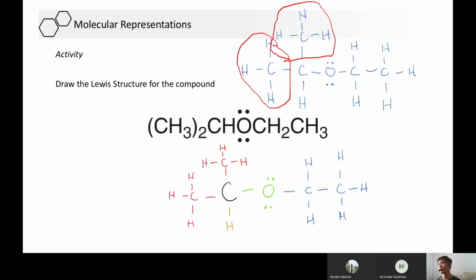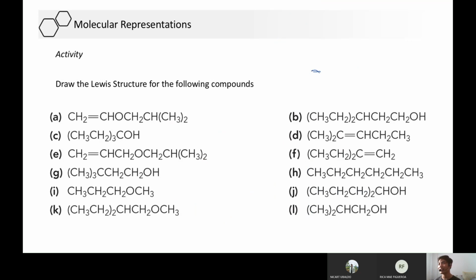So, you can screenshot this. Then we will proceed with more activities. We are just drawing so that you feel you are doing OrgChem, so we can be more advanced. Let's try this activity.